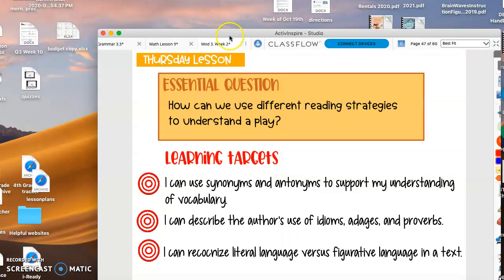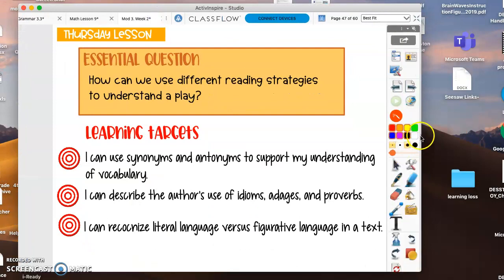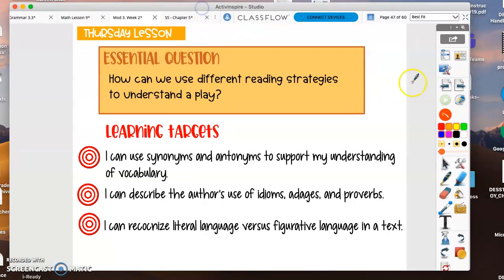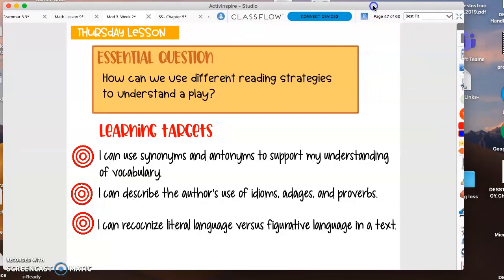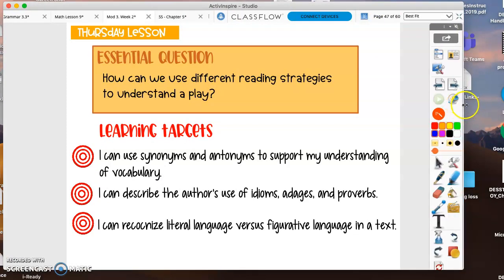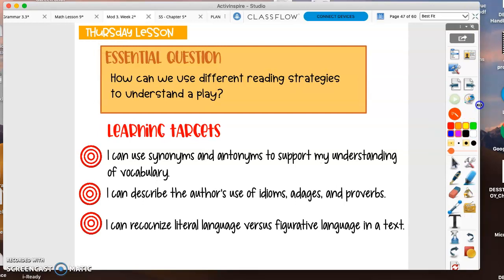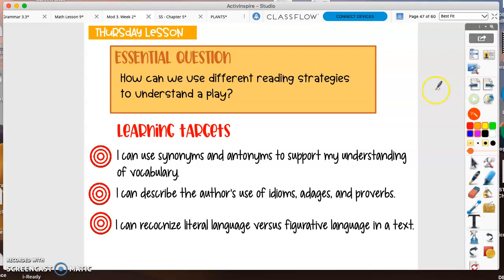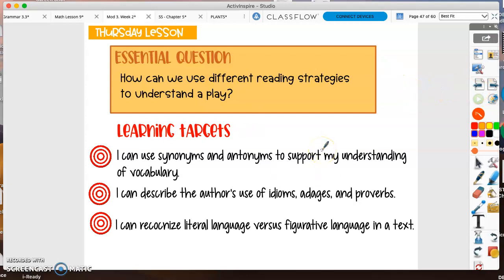Okay, hey guys, I know I can't be there with you today or this morning, so I have decided to record the reading lesson for today. So if you will go ahead and put in your earphones, I'm going to walk you through our reading lesson, okay?